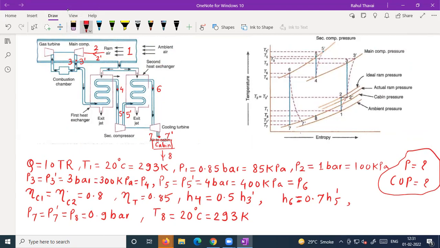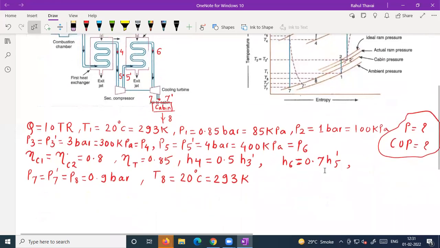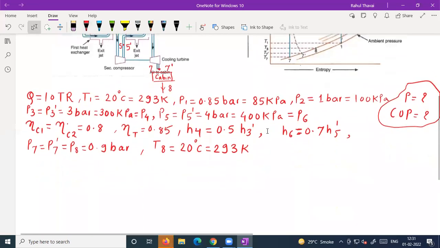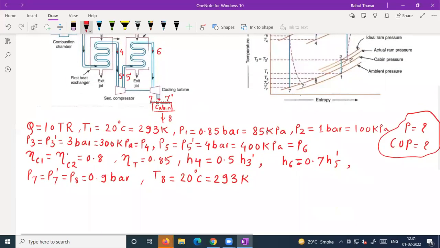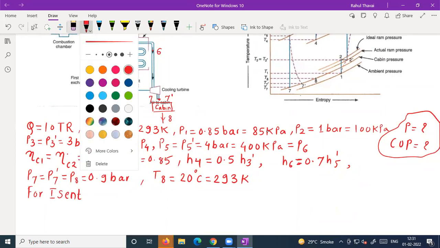Okay, so let us start. When you talk about the process 1 to 2, it's an isentropic process. So I'll write down here, for isentropic process 1 to 2, just a minute.